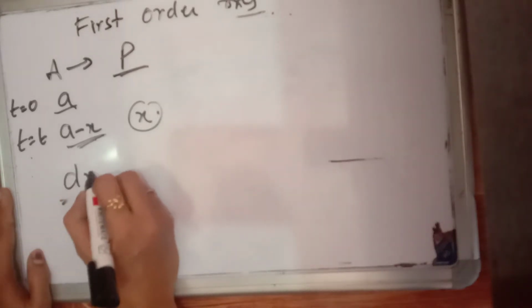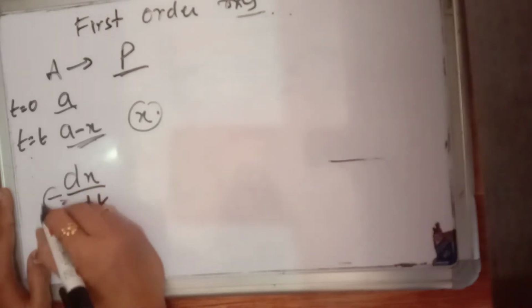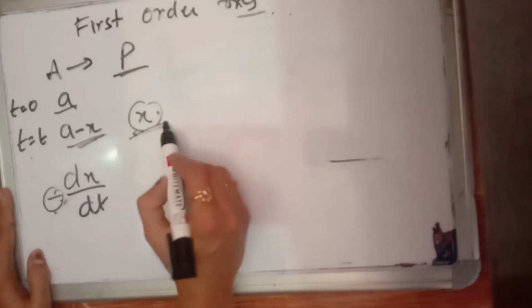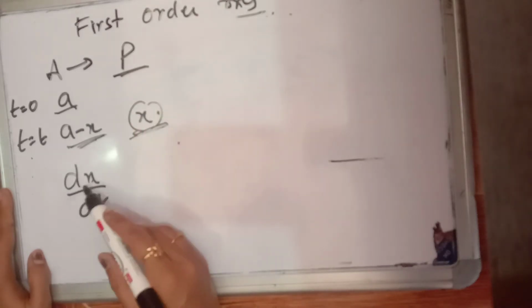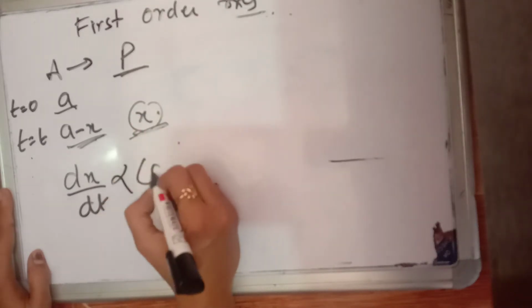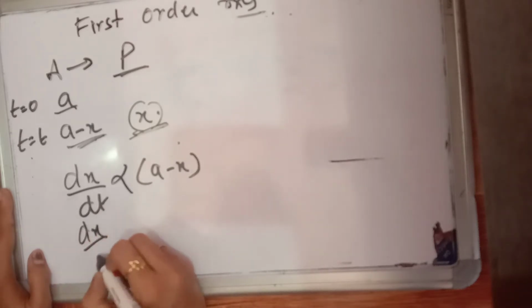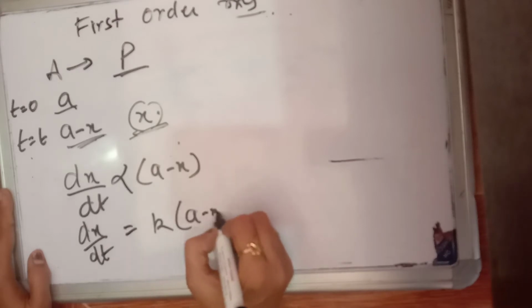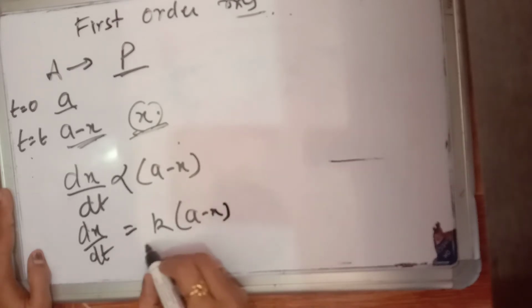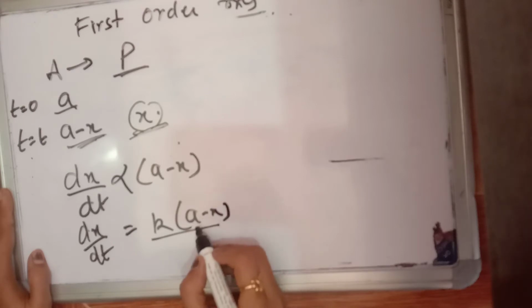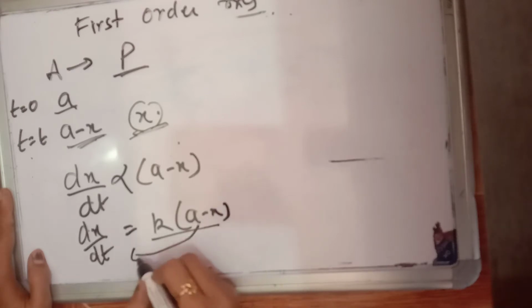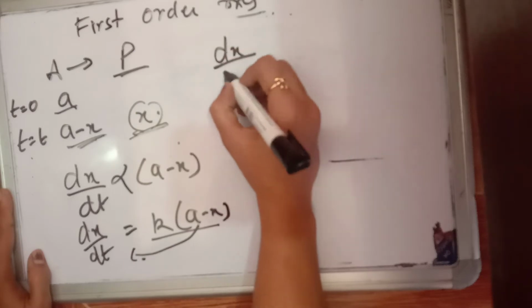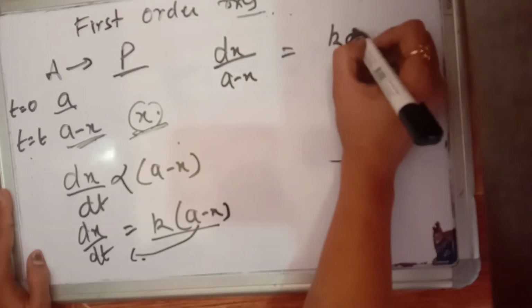So rate of reaction dx upon dt, I am not taking negative sign because I am taking rate in terms of product concentration. X is concentration of products. So dx upon dt is proportional to A minus X. Or dx by dt is equal to rate constant times A minus X. Now to integrate this, we have to separate variables. We'll take X terms on one side is equal to K dt.